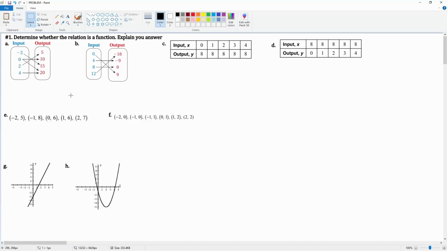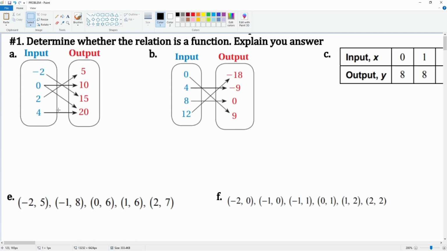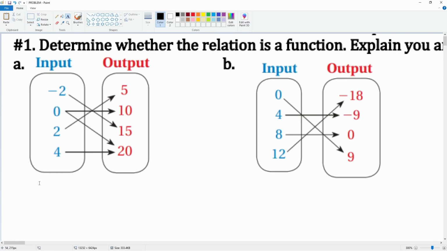Chapter 3, number 1, you're going to determine whether each relationship here is a function. So let's do this one first, okay?